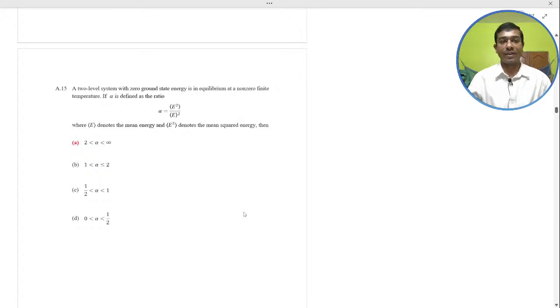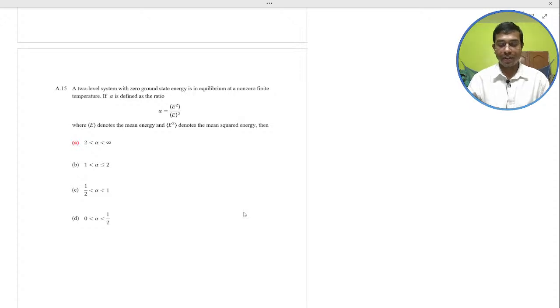A two-level system with zero ground state energy is in equilibrium at a non-zero finite temperature. If alpha is defined as the ratio of the expectation of E square divided by the square of the expectation of E, where E denotes the mean energy and the expectation of E square denotes the mean square energy, then which is correct?